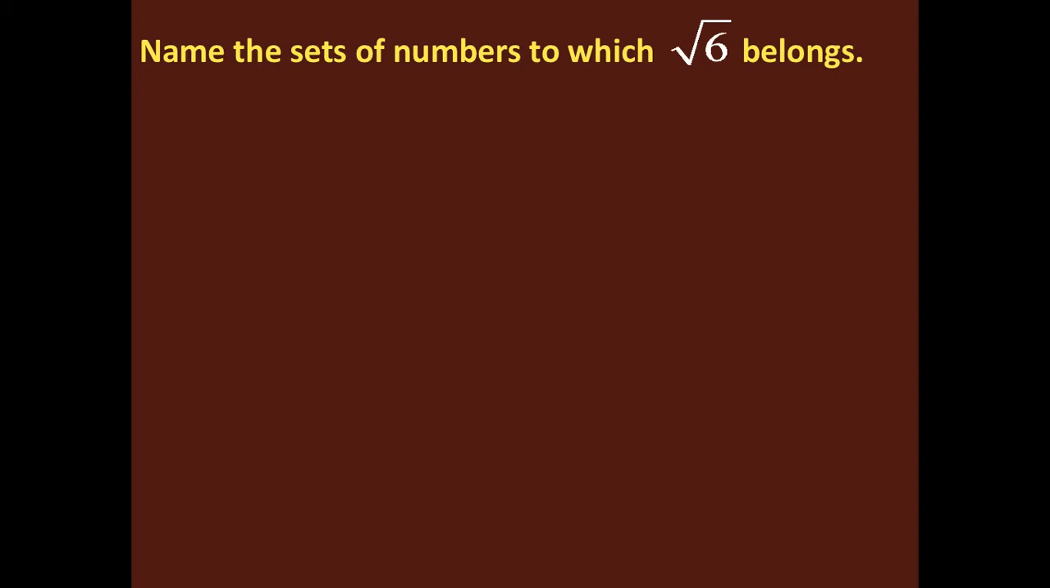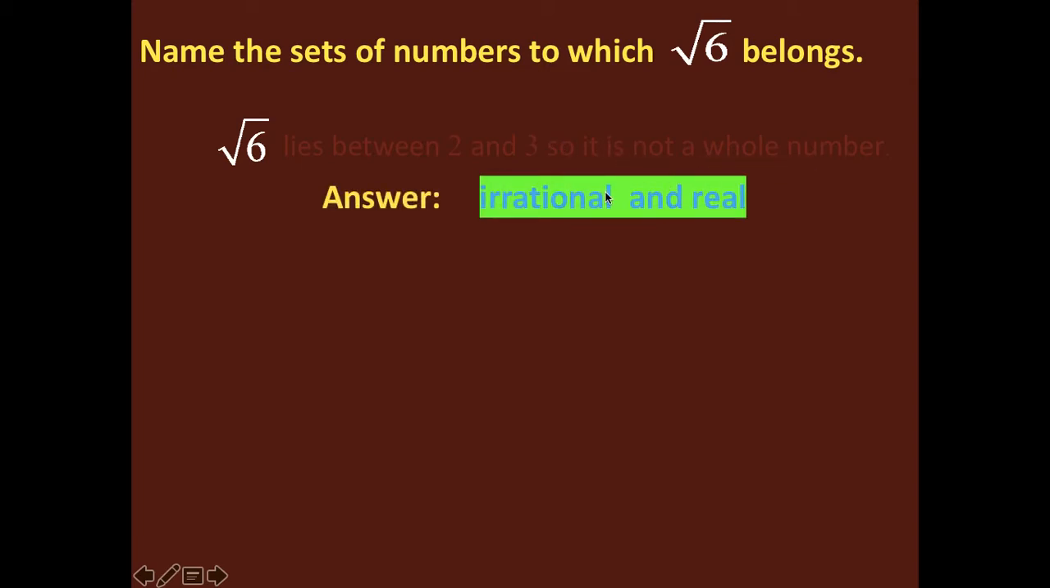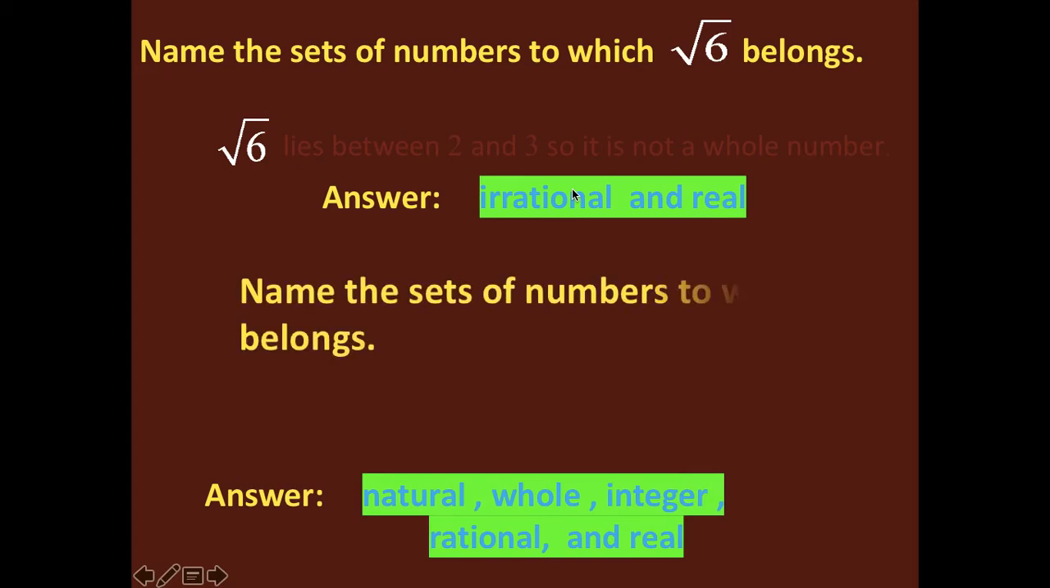Now we have to name the sets of the number. What are the names of the sets? So root 6 belongs to which set of numbers? Since we know that square root of 6 is not a perfect square, it will lie between 2 and 3. So it is not a whole number. So it is an irrational number. Though it's a real number, it will be in the irrational group.